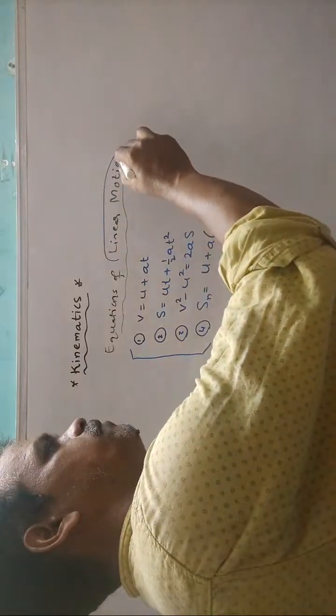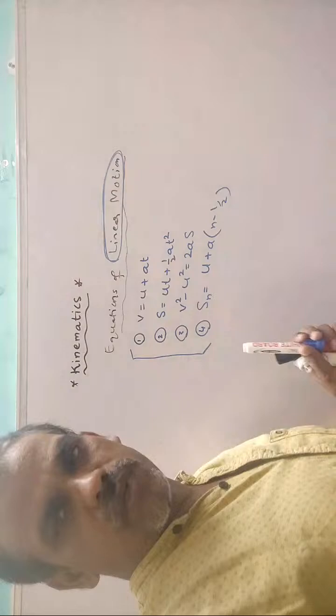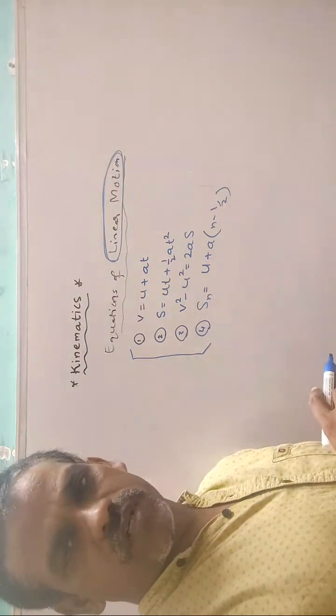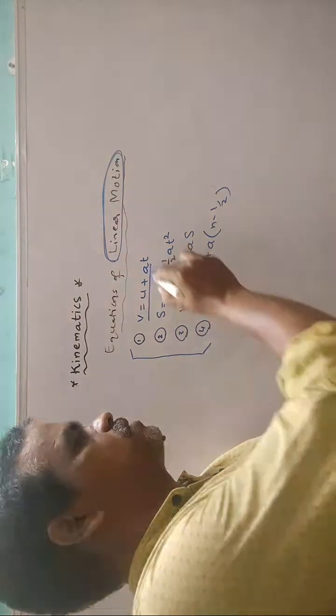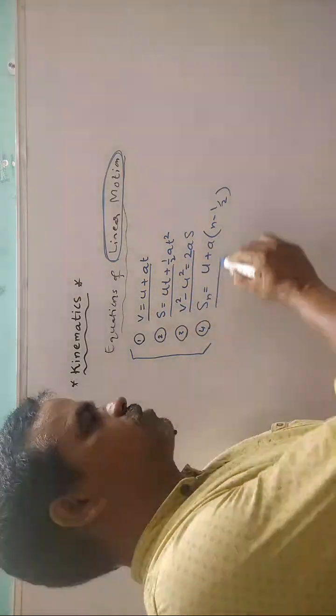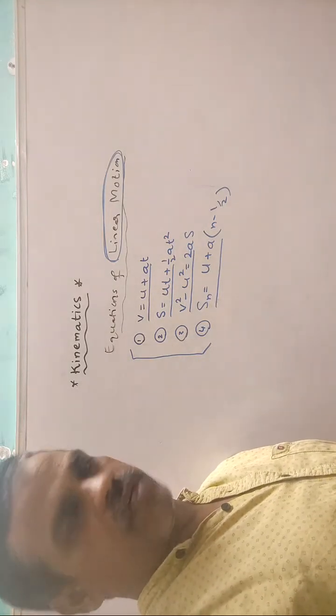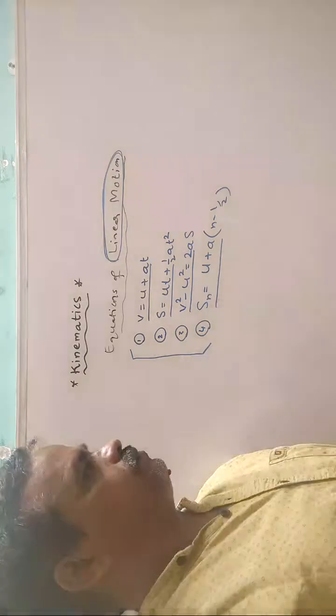We apply these to a linearly moving body. If the body is in linear motion, we can apply these four equations: v equal to u plus at, s equal to ut plus half at square, v square minus u square equal to 2as, and S_n equal to u plus a times (n minus half). These are the four equations.